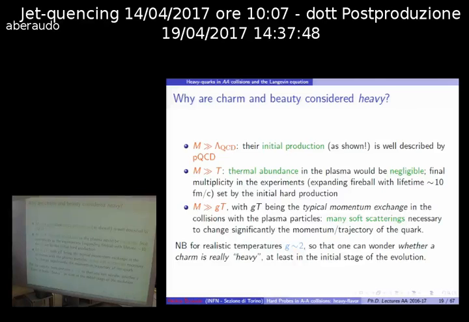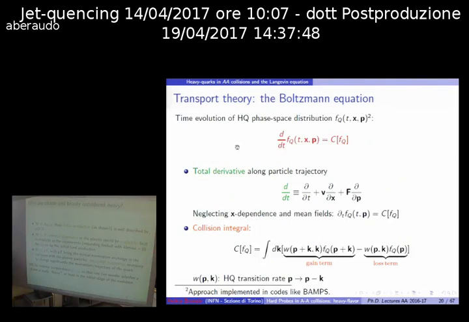So for realistic temperatures, actually g is of order 2, so that one can wonder whether charm is really heavy. And we will also compare results of the setup both for charm and beauty, okay, and check how restrictive this assumption is. Okay, this was the introduction.